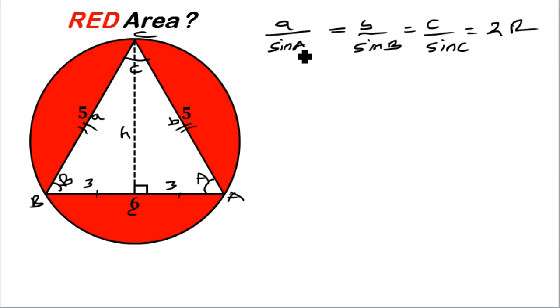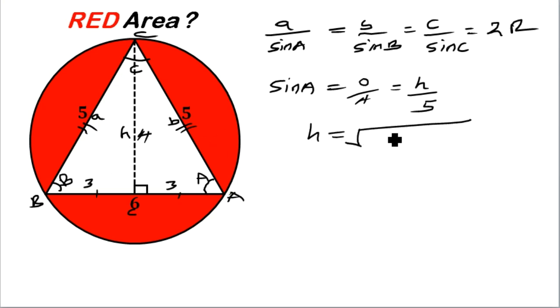If we start, for instance, with sine A, because this is a right angled triangle, sine A is given by opposite over hypotenuse. The opposite is the height h, and the hypotenuse is CA, which is 5. So sine A is h over 5. And how do we get h? If you take this right angle triangle here, where this side is 3 and this is 5, then h is 4 according to Pythagoras theorem.